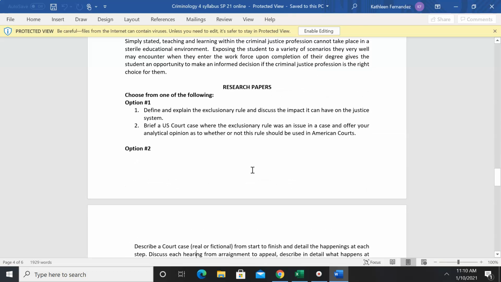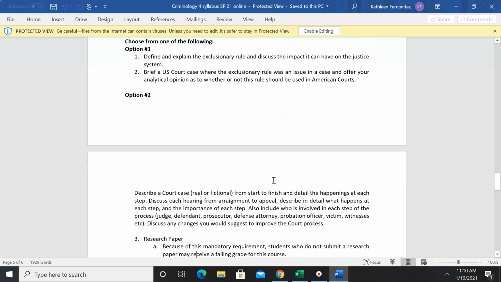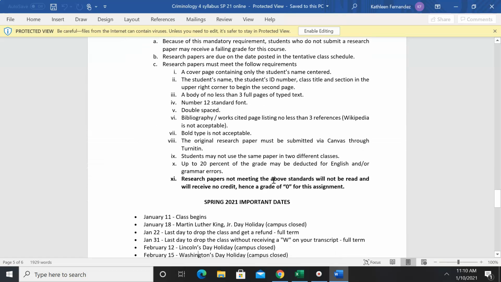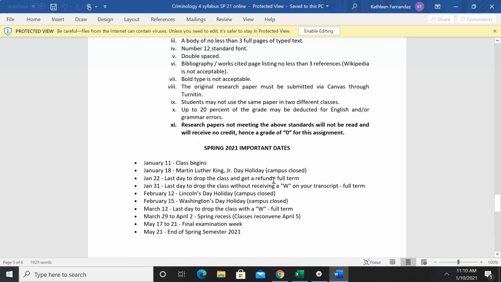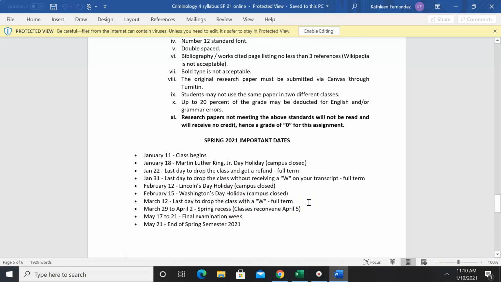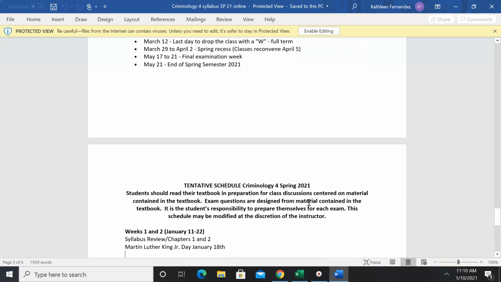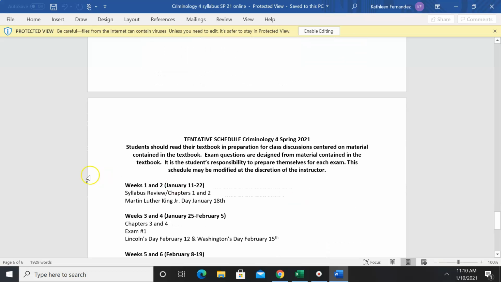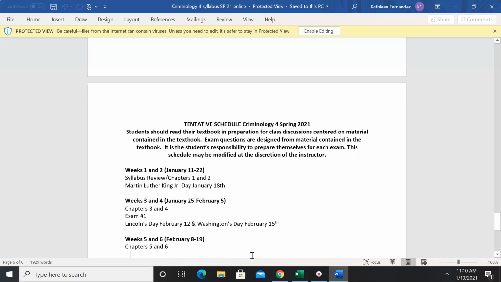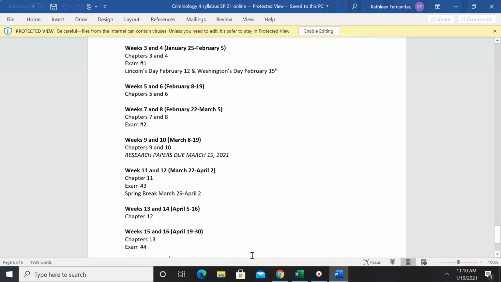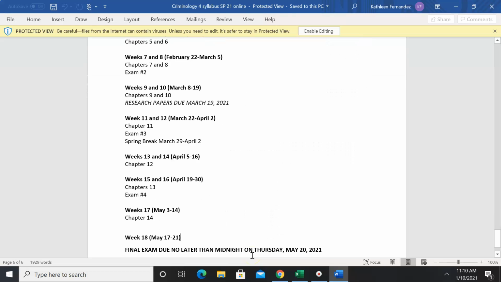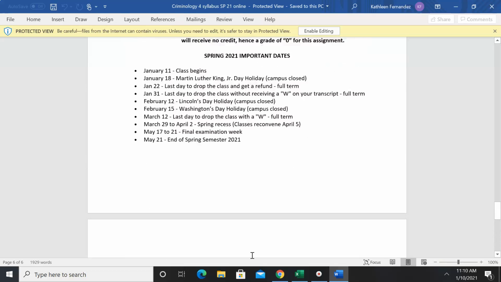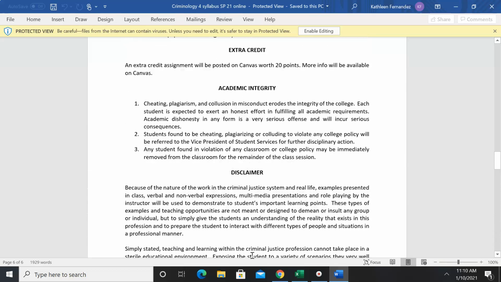This is the information about the research papers. You have two options. You can read this. You don't need me. And then these are the important dates, like dates to drop, holidays, all that kind of stuff. End of the semester. And this is our tentative schedule. So basically just kind of breaks it down, weeks 1 and 2, blah, blah, blah. Final exam. So this is really the whole thing.